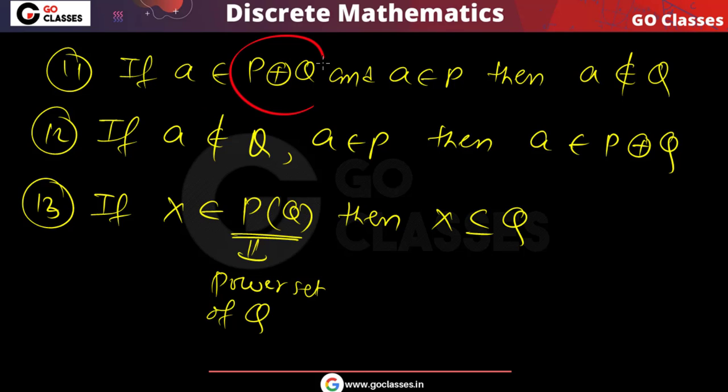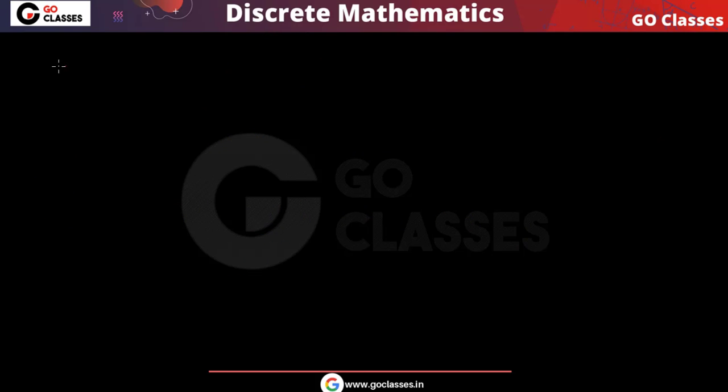Next, let's see this one. A belongs to, this is the symmetric difference. This is another symbol for symmetric difference.